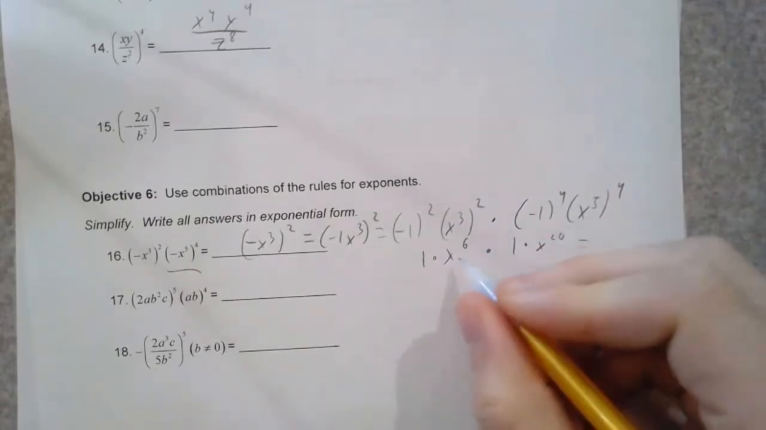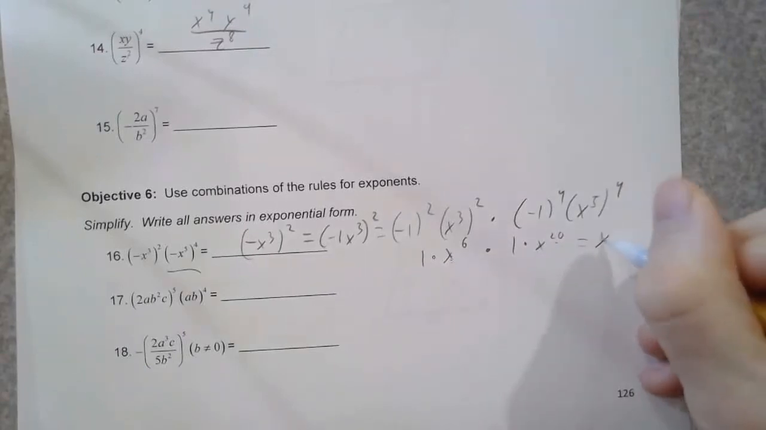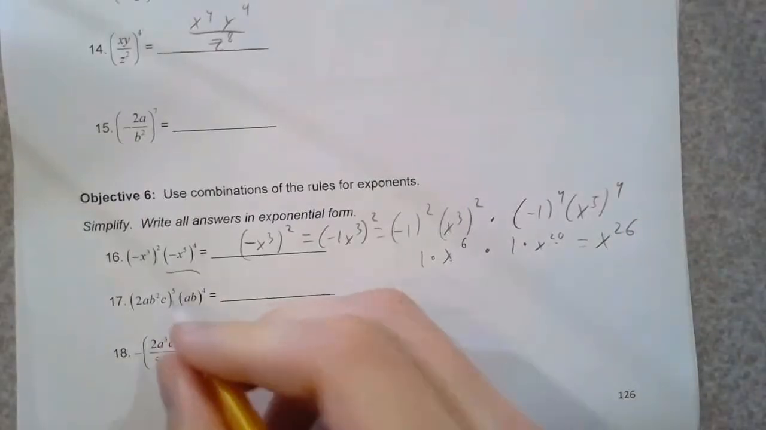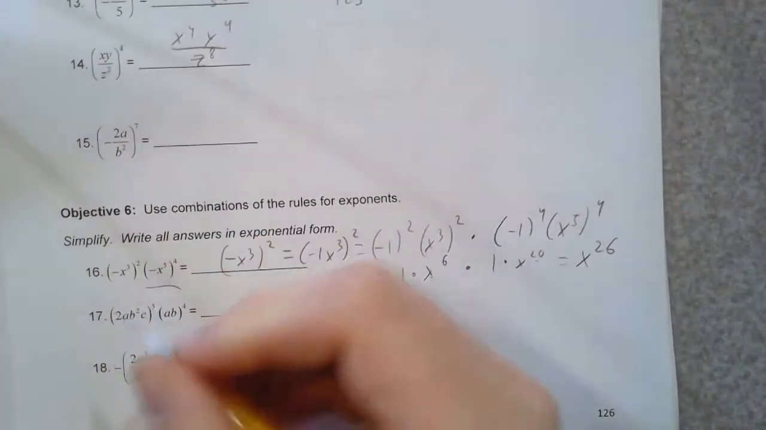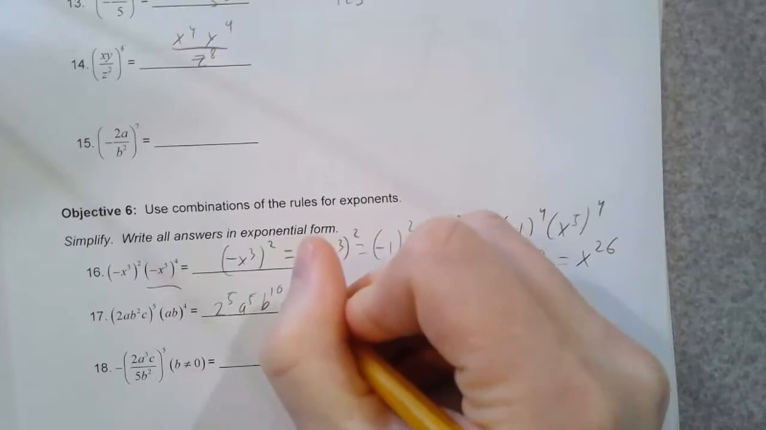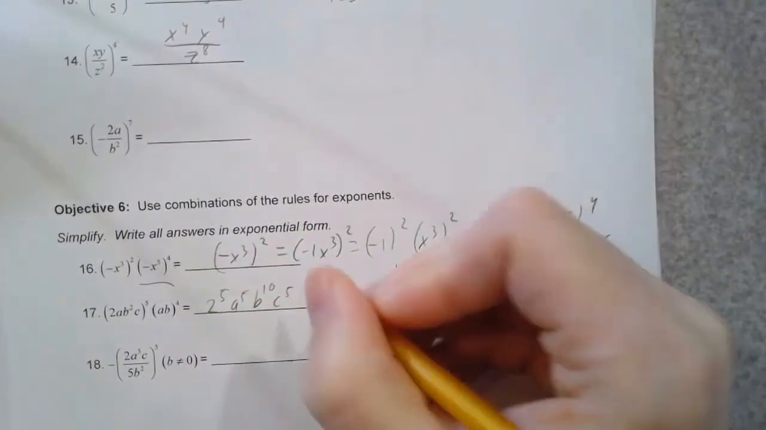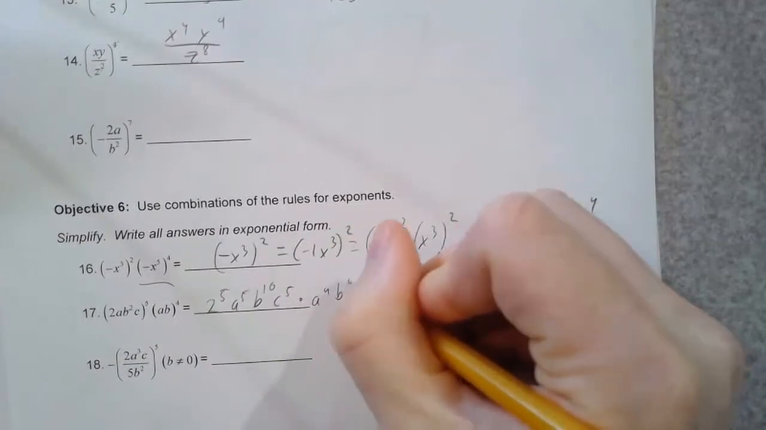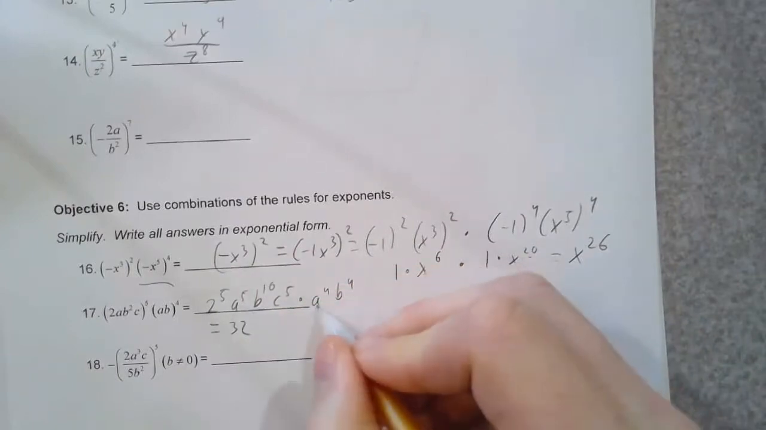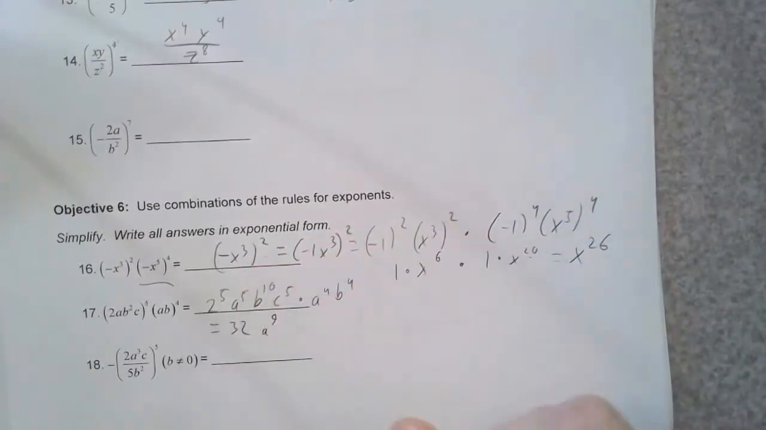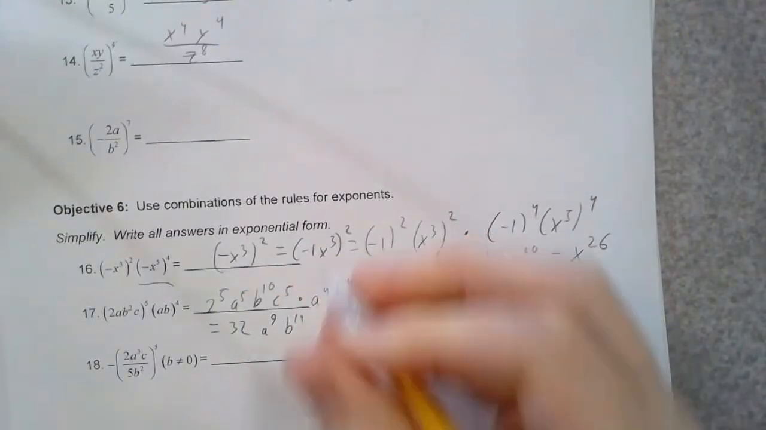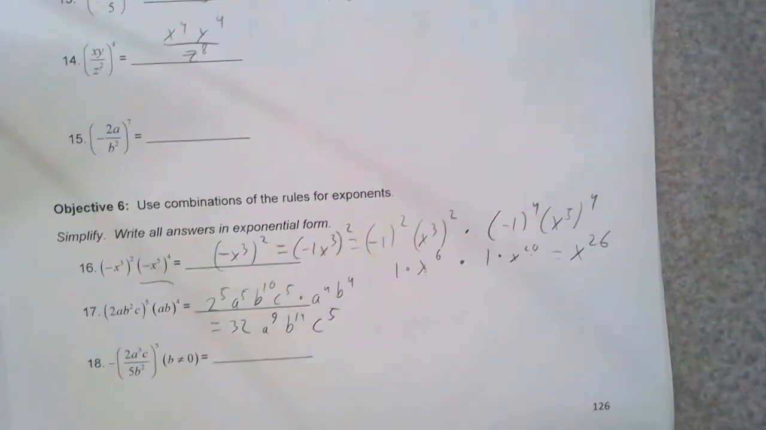Well, that's 1, which I don't need to write down, and then you add the exponents and get x to the 26th. On this one, everything in here to the 5th power, that'd be 2 to the 5th, a to the 5th, b to the 10th, c to the 5th, right, because you multiply those, times a to the 4th, b to the 4th. Well, 2 to the 5th is 32. A to the 5th times a to the 4th, you add those exponents and get a to the 9th. B to the 10th times b to the 4th, you add those exponents and get b to the 14th. And then there's only one c, c to the 5th.